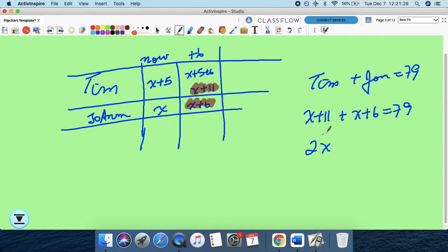Like terms, 2x plus 17 equals 79. Subtract 17 from both sides.